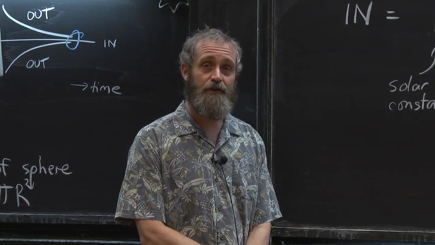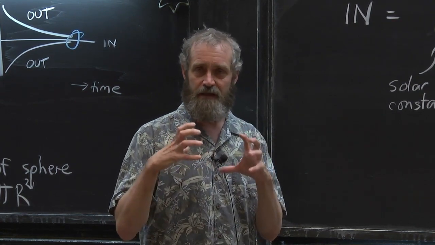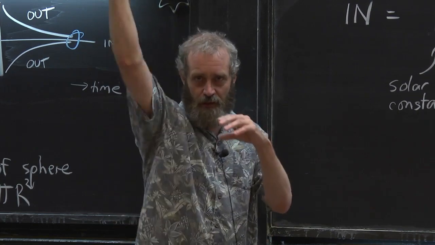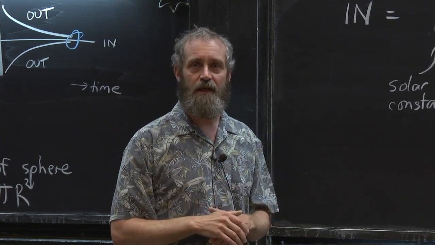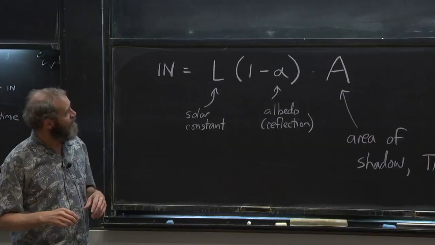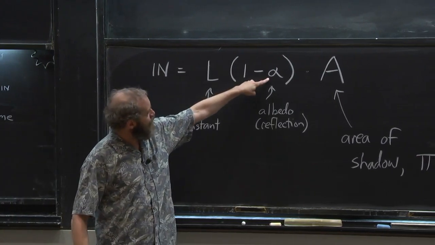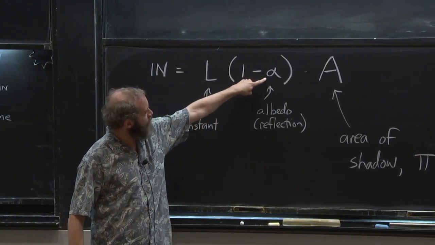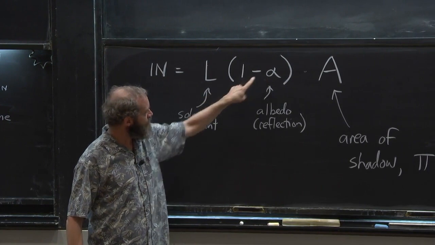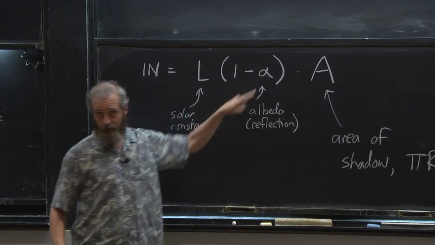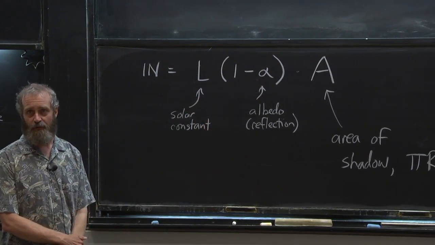But not all of that energy actually is absorbed as heat by the planet. Some of it gets reflected back out to space and never gets absorbed. That fraction is reflected in the albedo, which is given the Greek letter alpha. So 1 minus albedo is the fraction that gets absorbed.